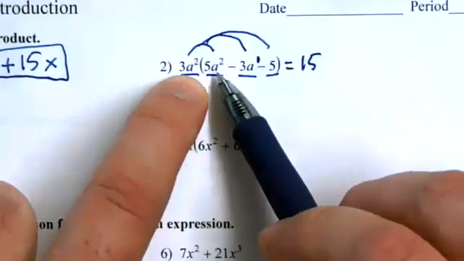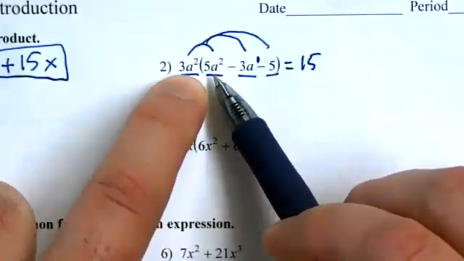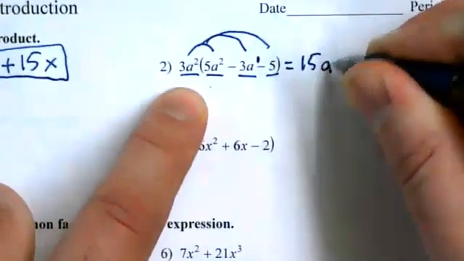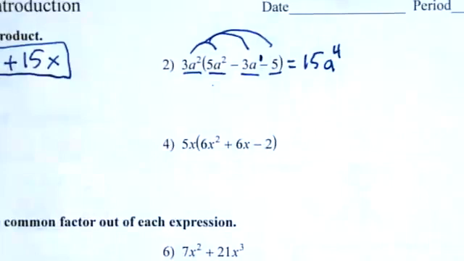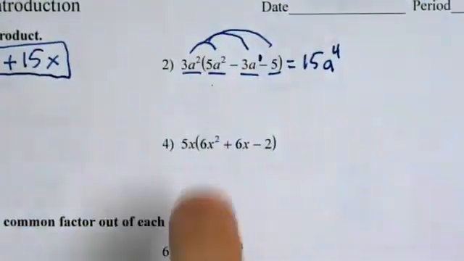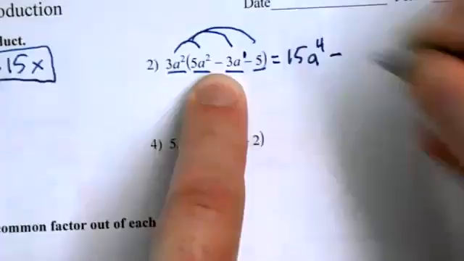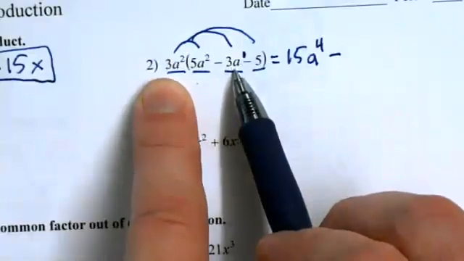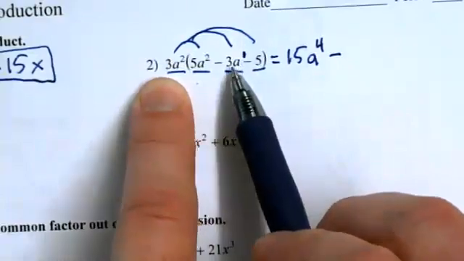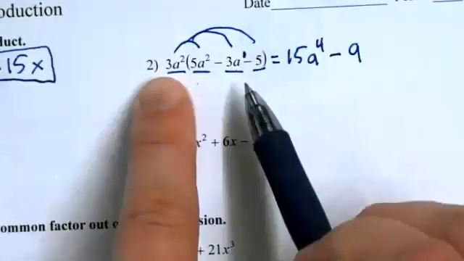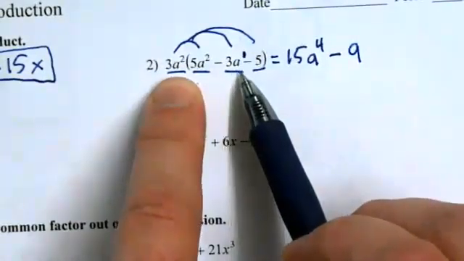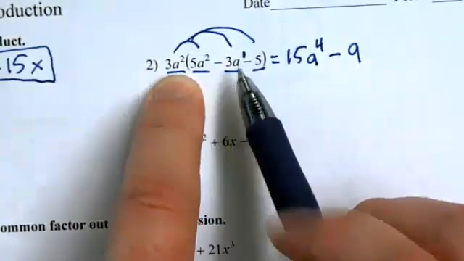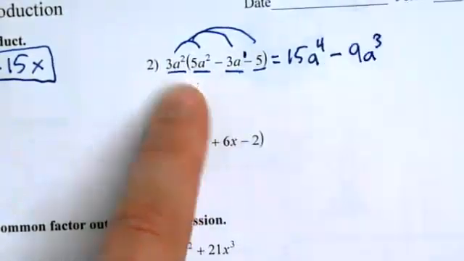And then I've got a squared times a squared. Remember, when you're multiplying, you add the exponents. 2 plus 2 is 4, so that would be 15a to the 4th. Inside the parentheses, we have a minus, so we'll bring that over here. All right, multiplying the 3a squared times 3a. So 3 times 3 gives us 9. And then a to the second times a to the first. Remember, when you're multiplying with exponents, you add the exponents. 2 plus 1 is 3, so 9a to the third.